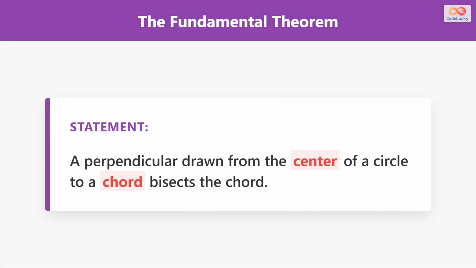Here is the main rule we are learning today. If you draw a perpendicular line from the center of a circle to any chord, that line cuts the chord into 2 equal halves. We say it bisects the chord.